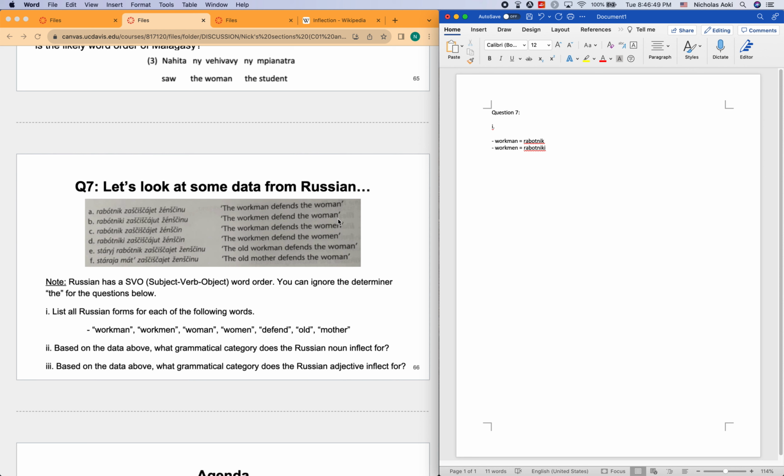Then woman. Sentences A, B, E, and F have woman. Woman comes last in the English sentences, which means it also has to come last in the Russian sentences. So here we have zenskinu in all of the examples. Women, the plural, are in sentences C and D, and it's also the last word, so there would be zenskin.